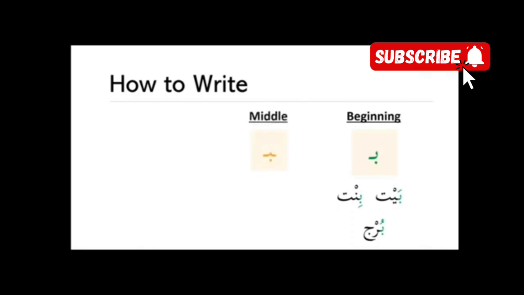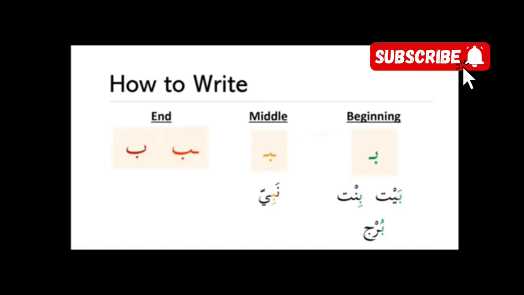In the middle of the word, the ba appears like this, with a link on both sides, meaning it can connect to the letter before it and to the letter after it. Like in this word, nabi. The ba is connected to the noon before it and the ya after it, in the word nabi.